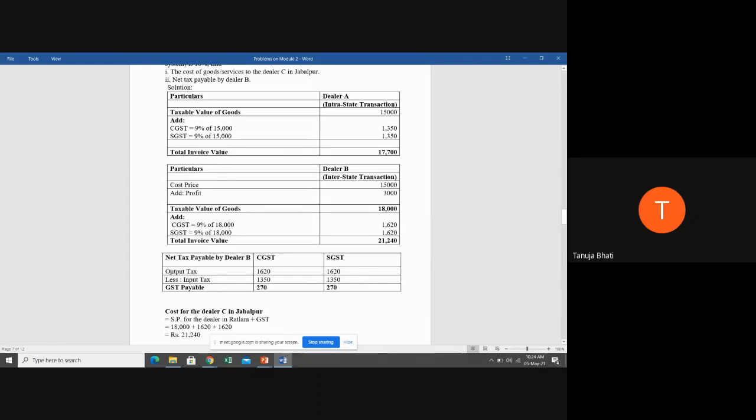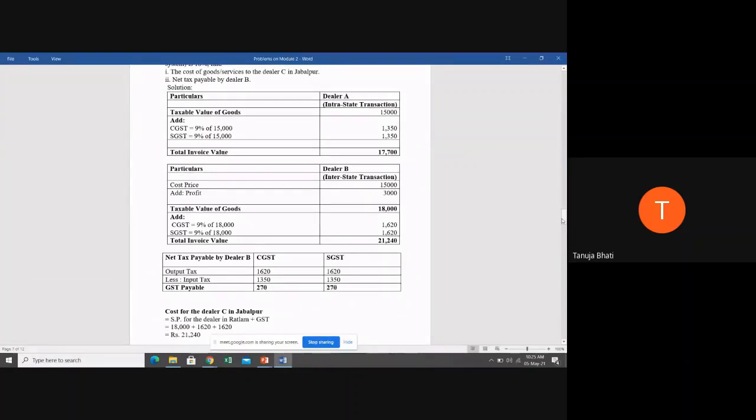So the output tax is the tax on sales. So what is the output tax under CGST? 1620 less input tax, because input tax is given as a credit. So less input tax credit that dealer B has already paid on purchases is 1350. So when you minus the output tax minus input tax, the net GST payable by dealer B to the government will be 270. Under which head? Under CGST, that goes to the central government, and 270 goes to the state government under head SGST.